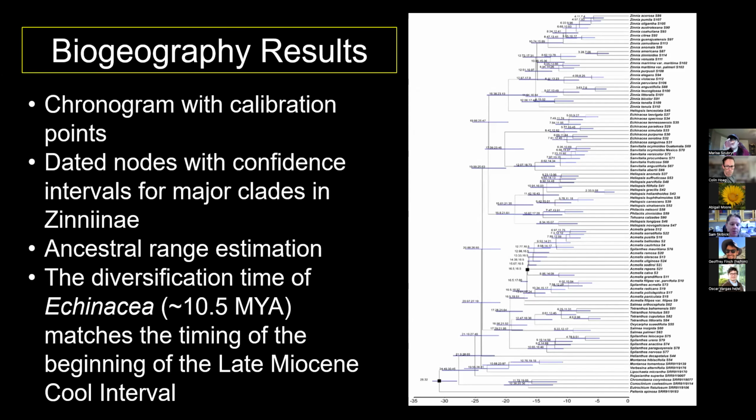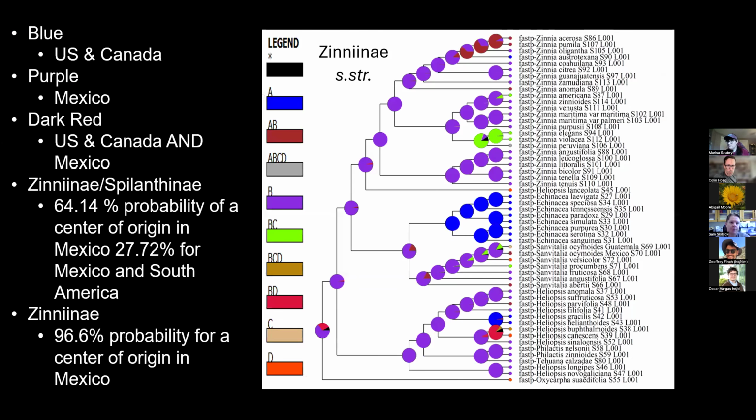So for an ancestral range estimation, we used RASP4, and we wound up with this tree, which I found very interesting. So for the bottom left, this very point here with the green arrow, this is the split between Spilanthaene and the Zinniani. And there's a 64% chance that the center of origin at this node was in Mexico.